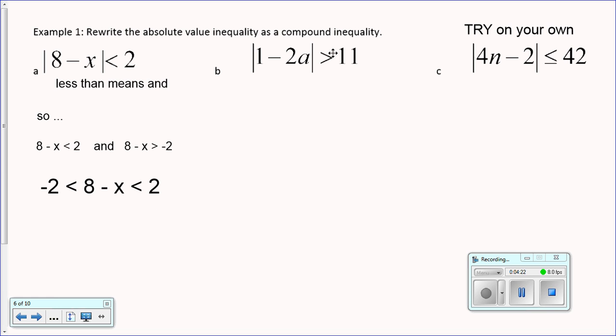Alright, second one, I've got a greater than symbol. So greater than means I'm going to have an or statement. That means I'm going to have 1 minus 2a is greater than 11, so keep everything the same, just lose the absolute value symbols. Or I can have 1 minus 2a is less than negative 11, because I flipped the sign and changed the sign of the number.